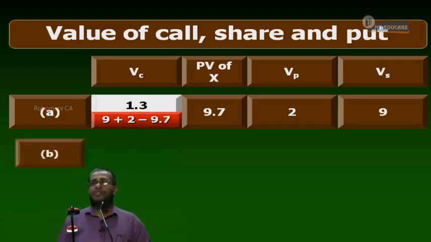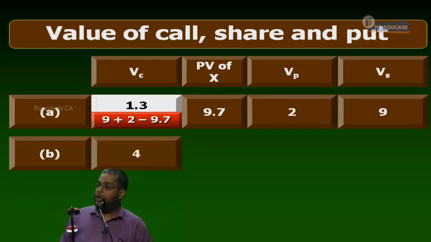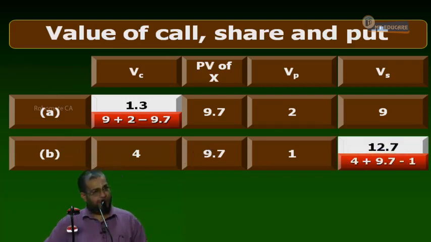Now go to second question. Now what is given? Put value is 1, call value is 4. Ask you to find out the share value. What is the value of the call? 4. What is the PV of X? 9.7. What is the value of the put? 1. What is the value of the share here? 4 plus 9.7 minus 1 gives the share value of 12.7. Can I proceed?